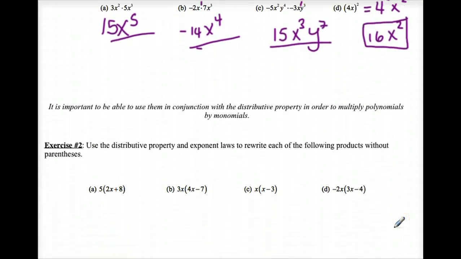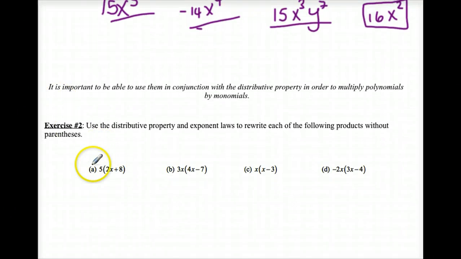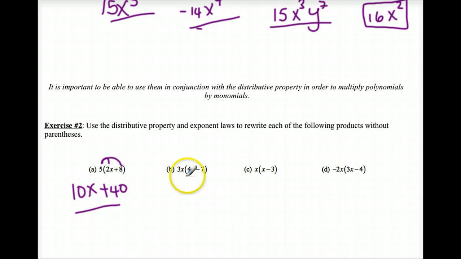So why did I let you do that? So the distributive property, most of you remember, when you distribute, it goes to every single term, not just the 2x. So I say 5 times 2 is 10x, 5 times 8 is 40, plus 40, and that's my final answer. You have to take it to every term that I have.